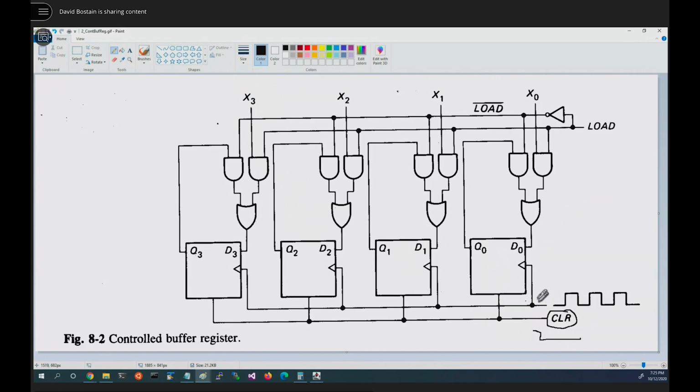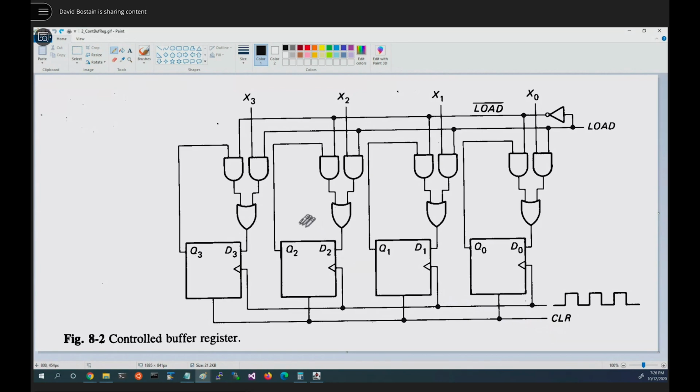All the others, clock would keep ticking perhaps, but it wouldn't do anything. You could change the load signal, wouldn't do anything. Change the X's, wouldn't do anything. So an asynchronous clear overrides everything else. A synchronous clear would not, but an asynchronous clear does. Okay, so that's one thing we know.